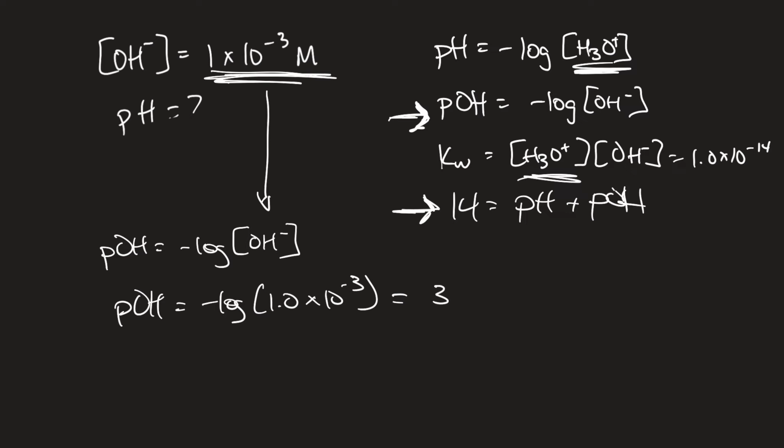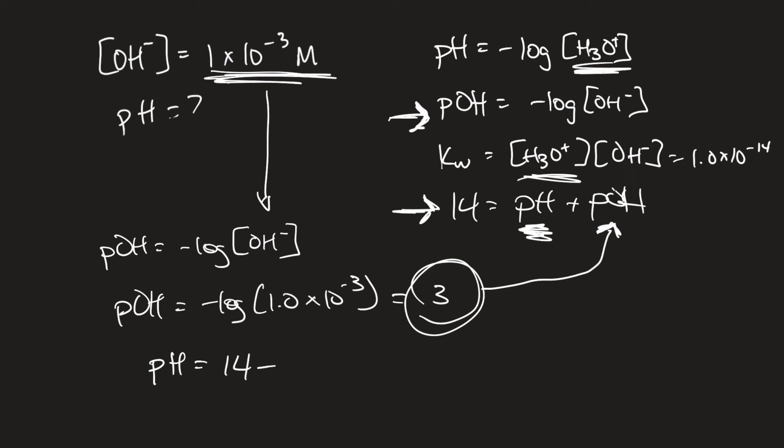And so now that I know my pOH is 3, I could substitute this 3 for pOH in this equation, and I'm going to solve for pH. So in this case, pH is equal to 14 minus pOH, or it's 14 minus 3, which is, once again, 11. All right. And so, as I said, there were multiple ways that you could have answered or figured out this question specifically.